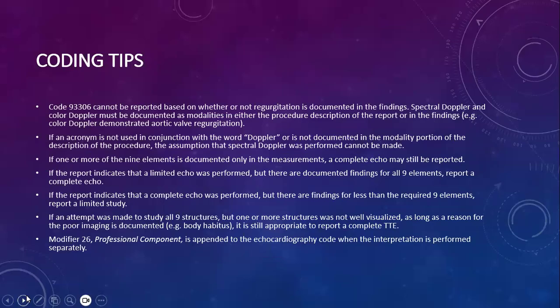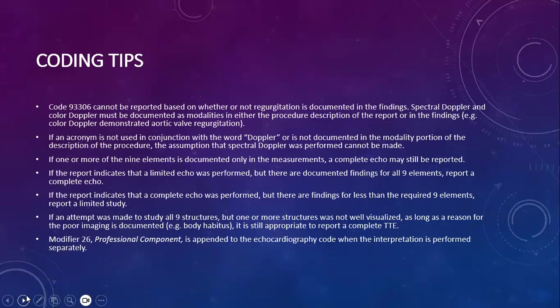So, a few coding tips for your 93306. It cannot be reported based on whether or not regurgitation is documented in the findings. Spectral Doppler and color Doppler must be documented as modalities in either the procedure description of the report or in the findings, letting us know what was seen by that color Doppler or spectral Doppler. This is an argument I've had with providers for years that they say, well, you can't see the regurgitation if you're not using spectral or color Doppler. But as coders, we are not allowed to make that assumption. We have to go based on documentation, and that's what you need to be educating your providers on.